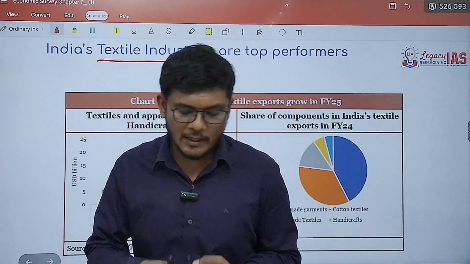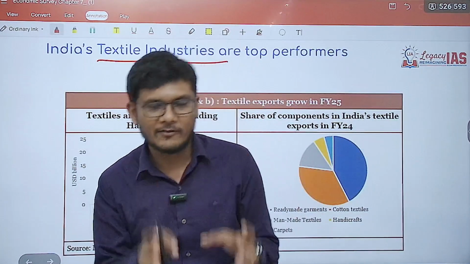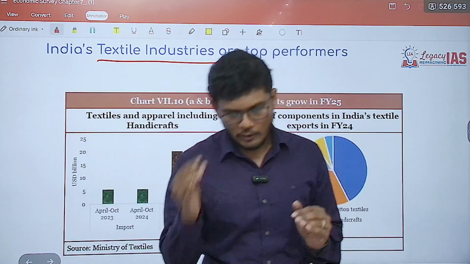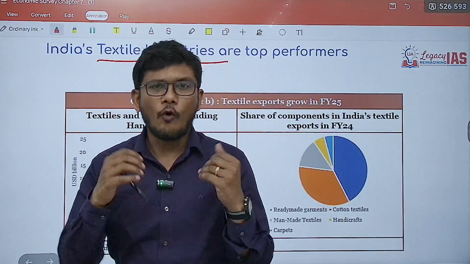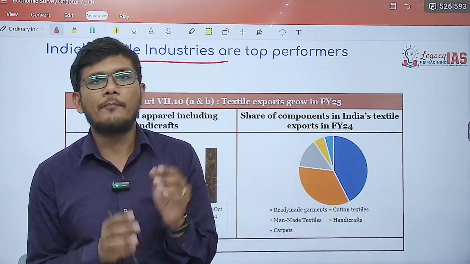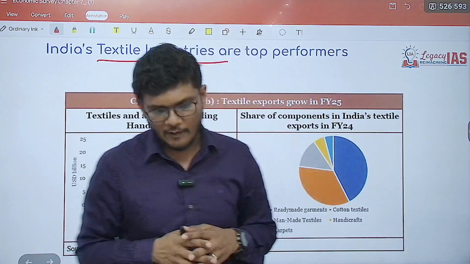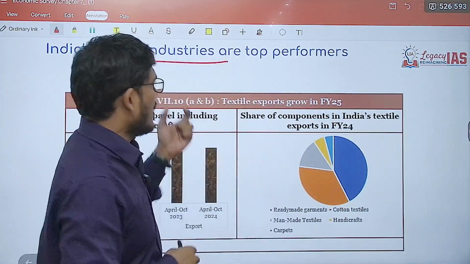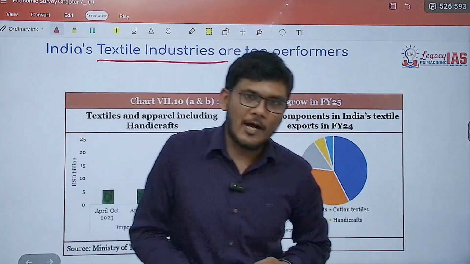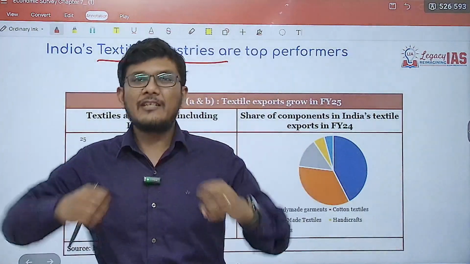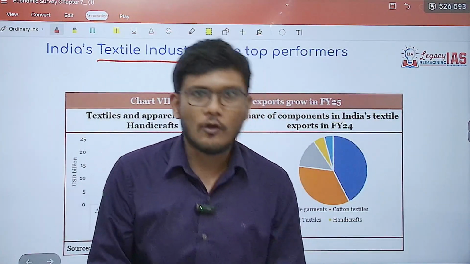Now, if you look at the textile industry's performance, it has been great. India has been historically a great player in the textile industry, but the economic survey and the budget focus on it because we are facing some problem over here. What is the problem that we are facing? In the textile sector, countries like China and Vietnam are developing cheaper textiles because of two factors.